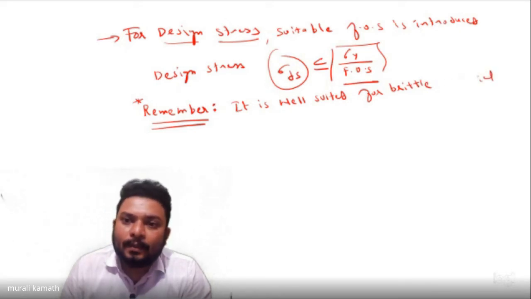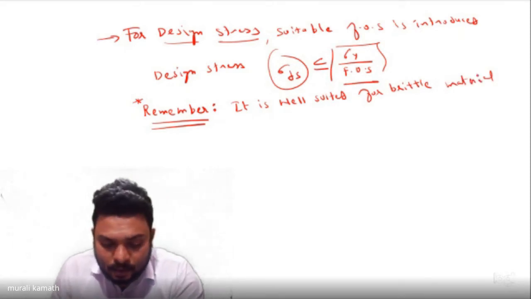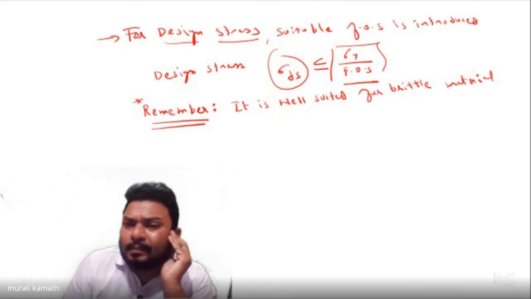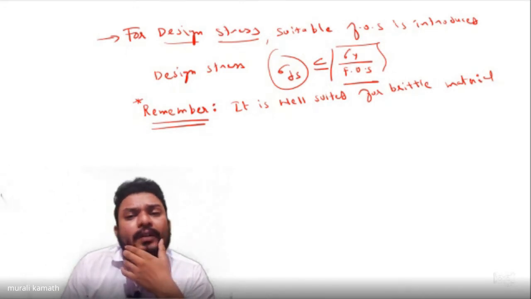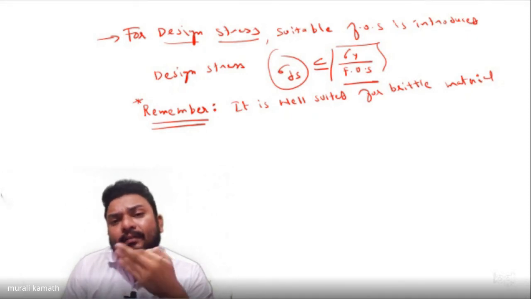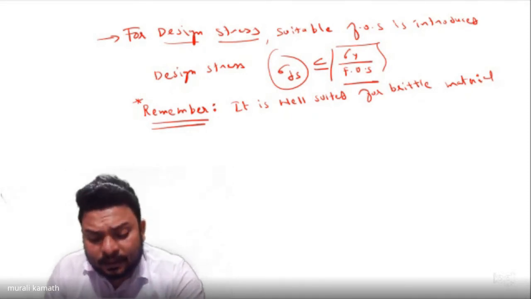So whenever brittle material is there, this theory is suitable. So this is called your concrete. You can say any other material, brittle material, glass, like that. Whichever the brittle material is there.